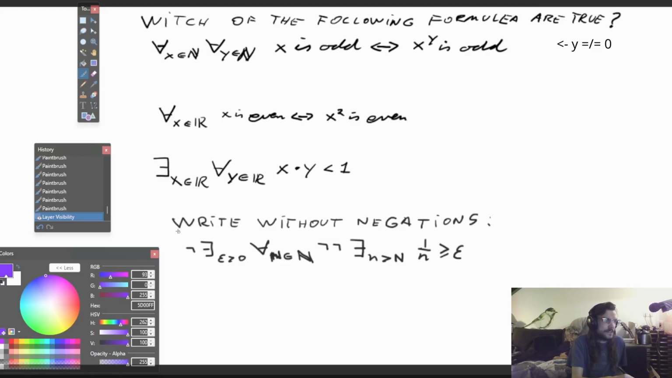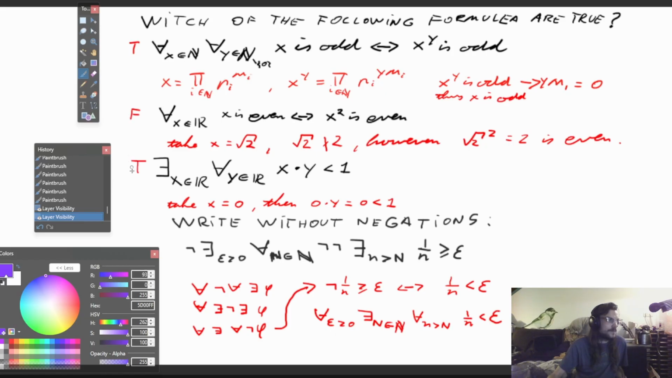Next question, write this logically equivalent phrase but without any negations in it. So this has a bunch of negations in it, and I will give you 5 seconds to pause the video and to try this. Grab some pen and paper. 5, 4, 3, 2, 1. Okay, so here are the solutions.